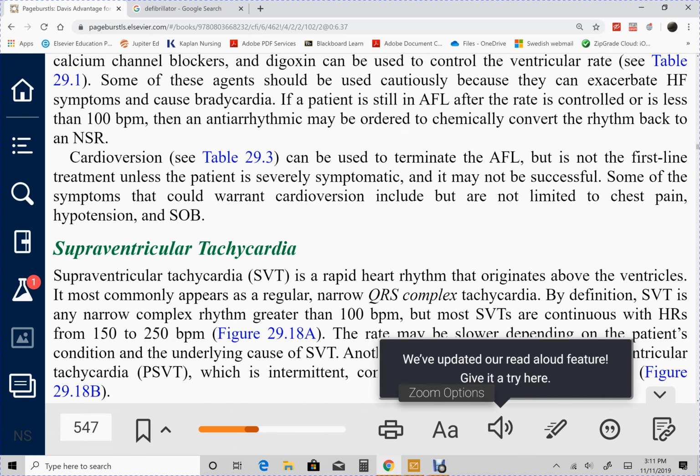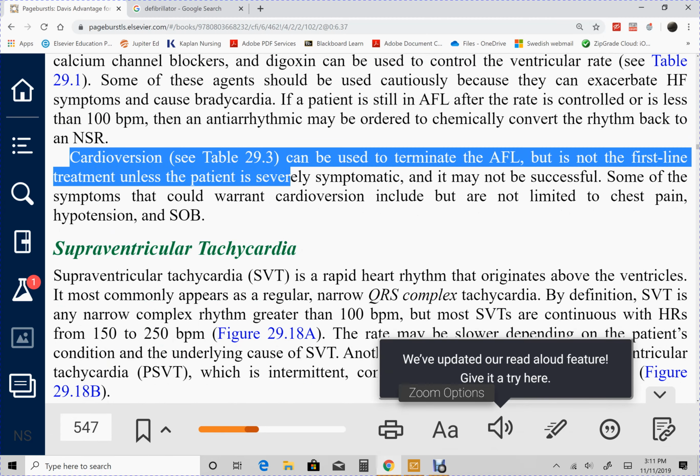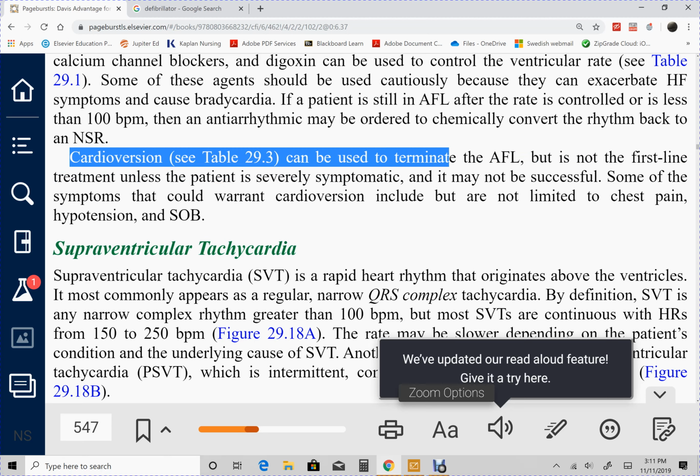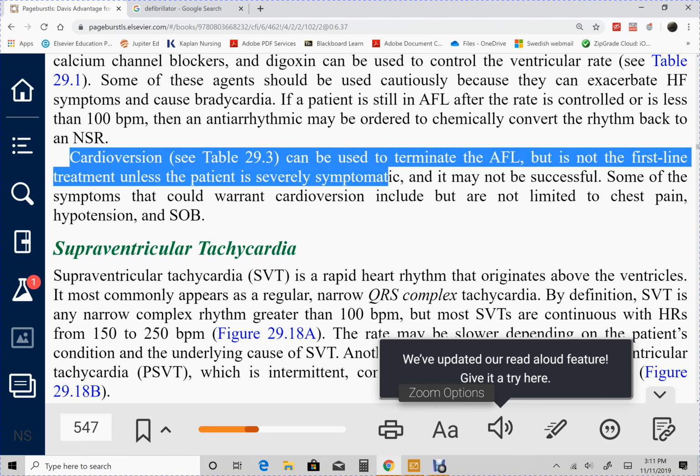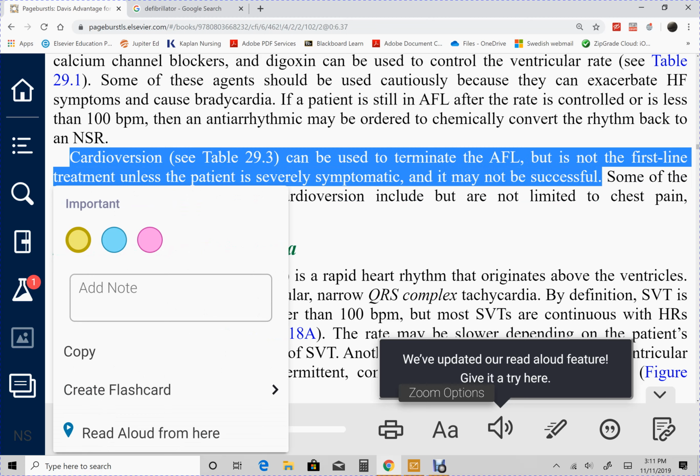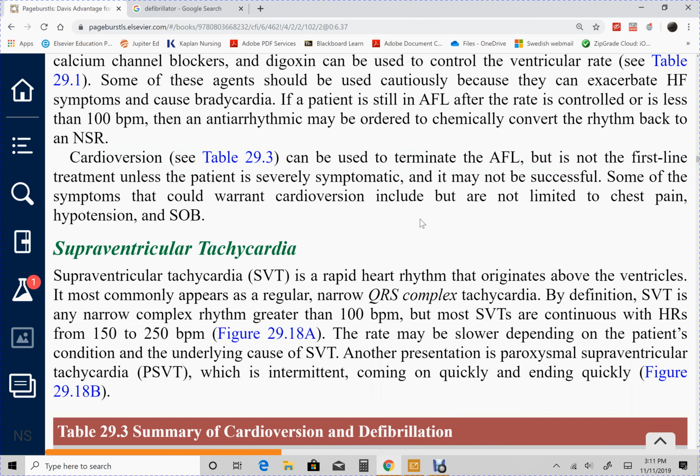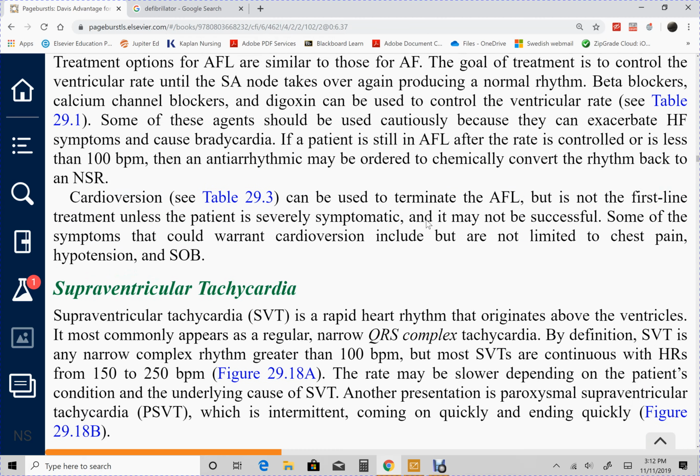Here we have cardioversion again, so similar to AFib. However, as stated here, the patient is not treated with it right away. Okay, it's not the first line choice for atrial flutter. And that's it.